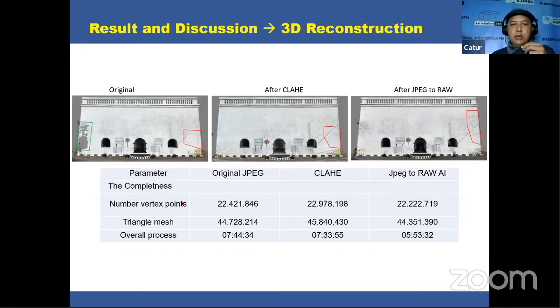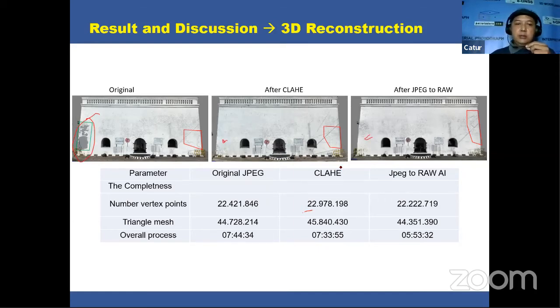And this is for the whole object. We can check by the vertex number or mesh or by overall process. We can see that it's similar in number of vertex points, or we call dense cloud in some areas, or we call DTM or DSM. It is the same. It's a vertex point, and it's the same, but the quality is very different. You can see here, we don't have any point in this area, but we can point this one.